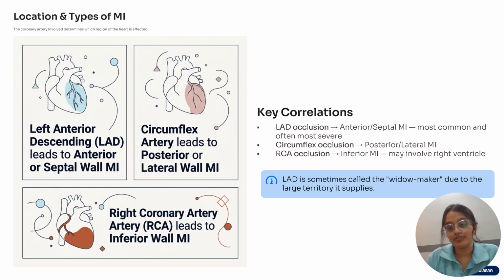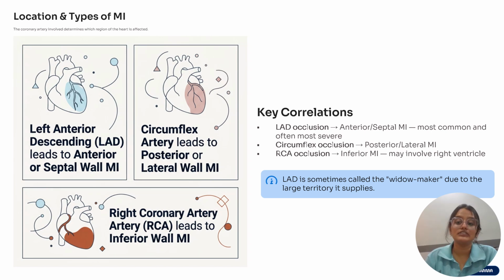Location and types of myocardial infarction. Left anterior descending coronary artery occlusion causes anterior and septal myocardial infarction, the most common and often most severe kind of myocardial infarction. Circumflex occlusion, where the circumflex artery is involved, causes posterior and lateral myocardial infarction. RCA, the right coronary artery, leads to inferior wall myocardial infarction. It may involve the right ventricle.